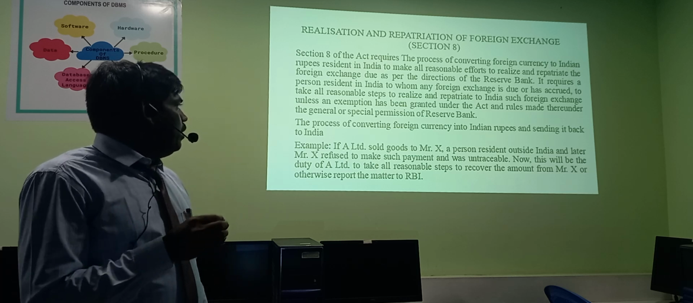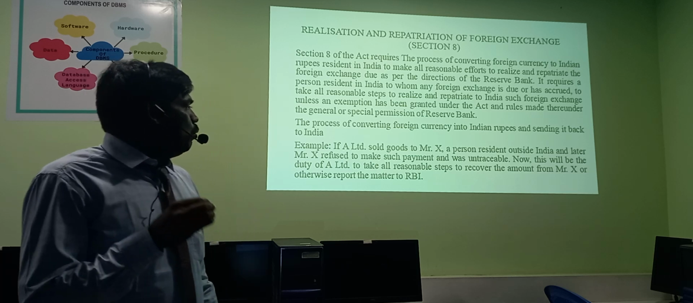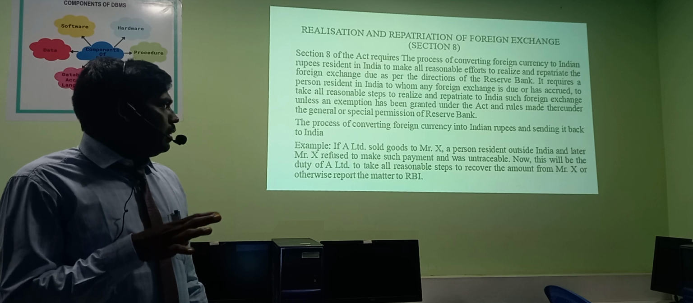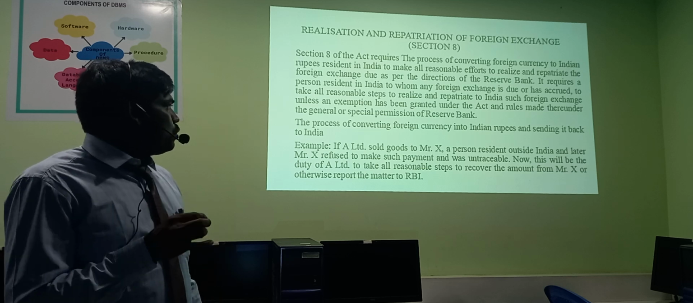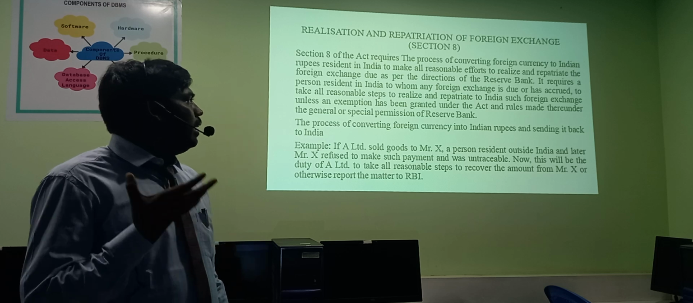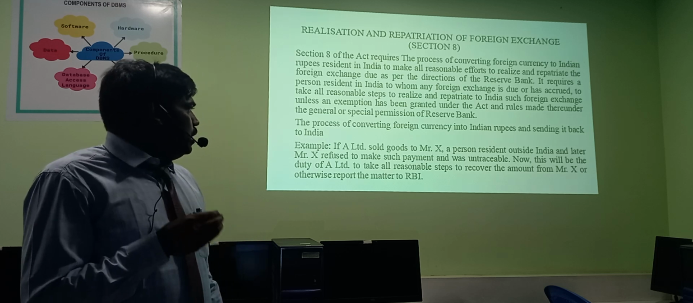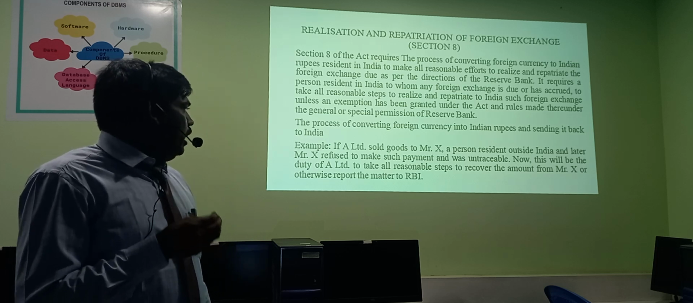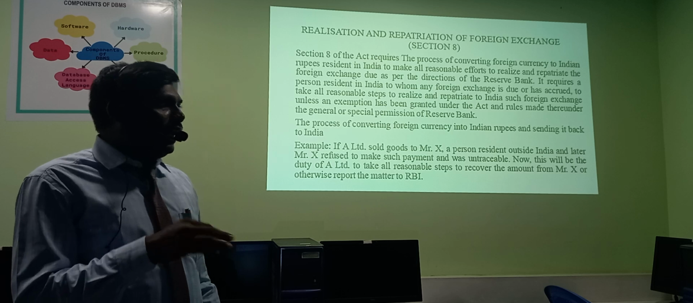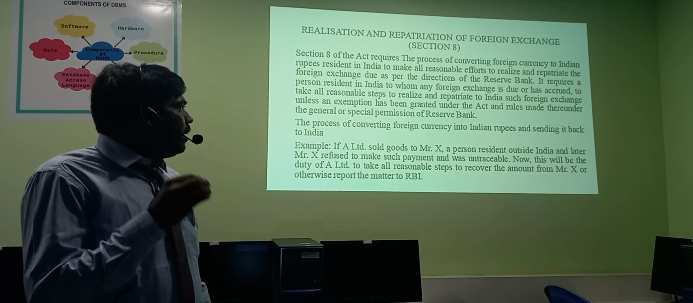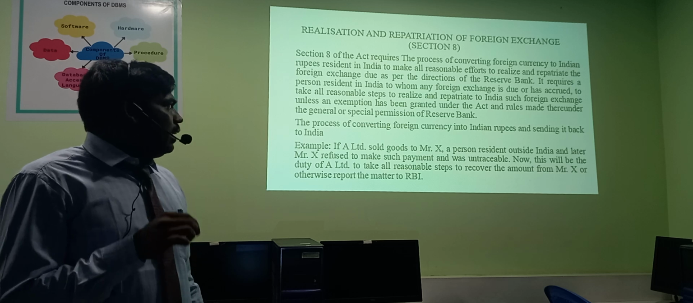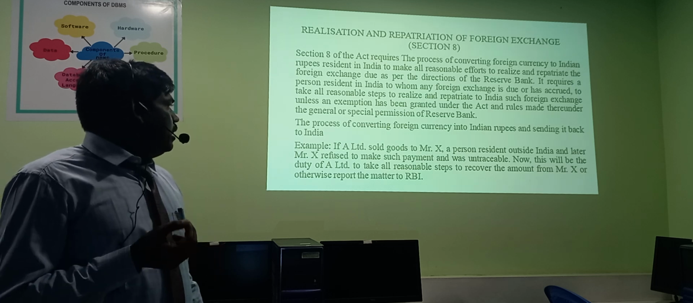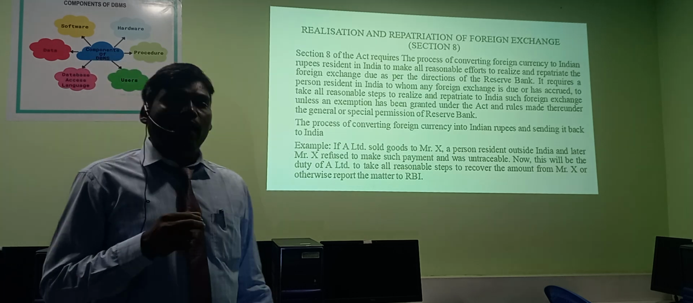For example, if A Limited sold goods to Mr. X, a person resident outside India, and later Mr. X refused to make the payment and was untraceable, now it will be the duty of A Limited, an Indian resident, to take reasonable steps to recover the amount from Mr. X, or otherwise report the matter to the RBI.